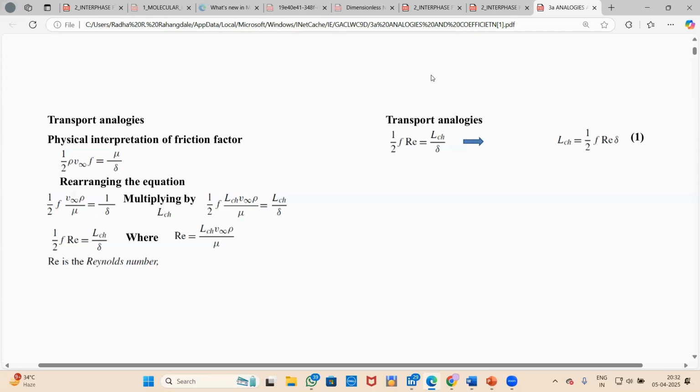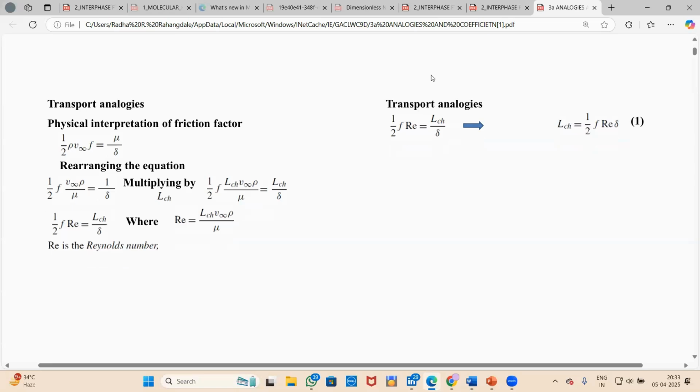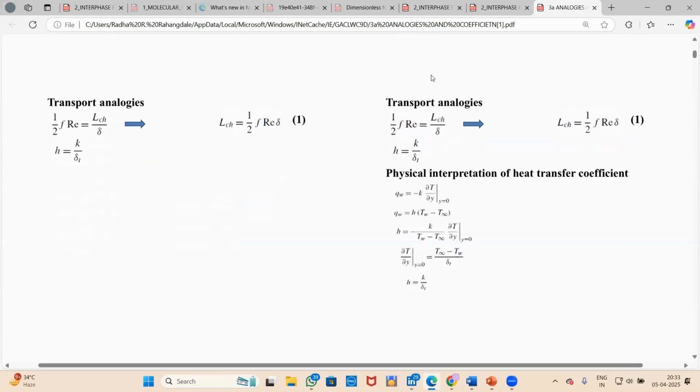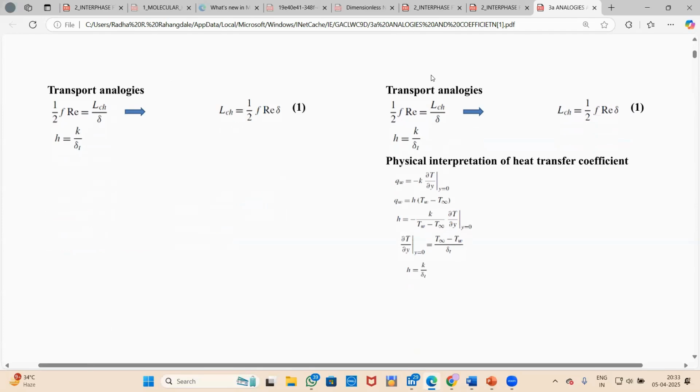Let's dive into this. Firstly, we're going to look into the friction factor. From the previous segment, you have learned about the physical interpretation of the friction factor. Now we are going to continue this. We got the equation half rho V infinity squared F is equal to mu by delta, which we learned from the physical interpretation in the previous segment. On multiplying L_CH to both the terms and rearranging, we get half F Re is equal to L_CH by delta, where L_CH is the characteristic length, F is the friction factor, Re is the Reynolds number, and delta is the momentum transfer boundary layer thickness.